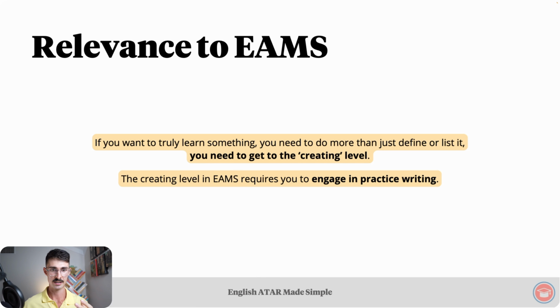The next one is the creating level in English ATAR made simple specifically requires you to engage in practice writing. I hope you didn't just vomit in your mouth. Practice writing sucks. We try to avoid it because we think that there is a more effective way of studying and we convince ourselves that's the case.